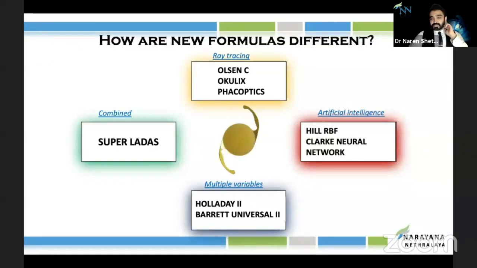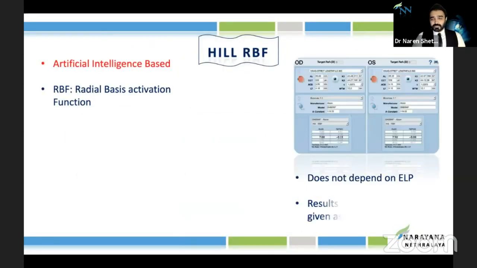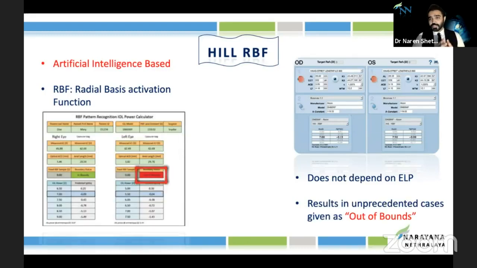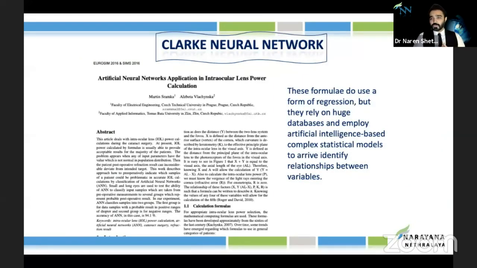And when we go to the next, which is more interesting, is the artificial intelligence one. The first one is the Hill RBF. As you all know, one of the main things of AI is it needs a large database. And one of the important things, or good things, about AI-based formulas is as time goes, the accuracy of the formula keeps improving. The more the data, the better it becomes. Even we have the Clarke's neural network, which is again on the regression platform, and it works on AI.